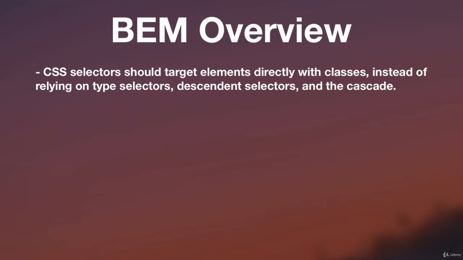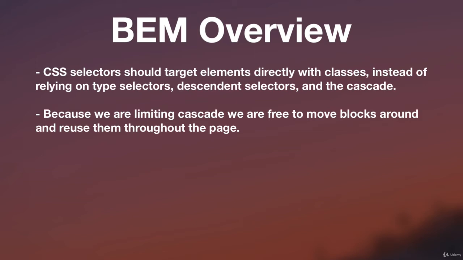All of our CSS selectors should target elements directly with classes, instead of relying on generic type selectors, descendant selectors, and the cascade. This means that we are somewhat eliminating the C from CSS. Since we are limiting the cascading and trickling down of styles on the page, we are creating a one-on-one relationship between a block of HTML and its CSS. We don't need to worry about any parent elements trickling their styles down to our blocks and hurting the predictability of our blocks' styles. This means that our blocks are independent, self-contained, and we are free to move them around and reuse them throughout the page.